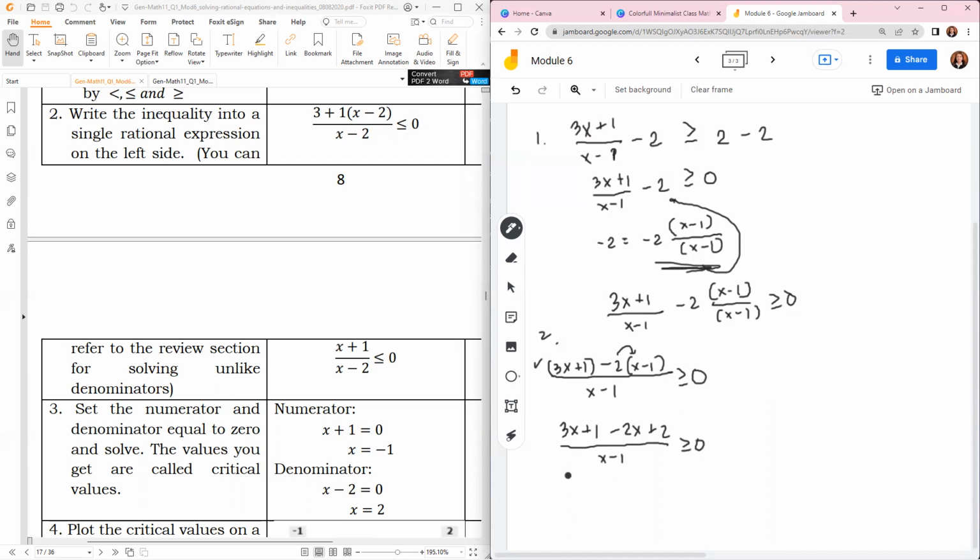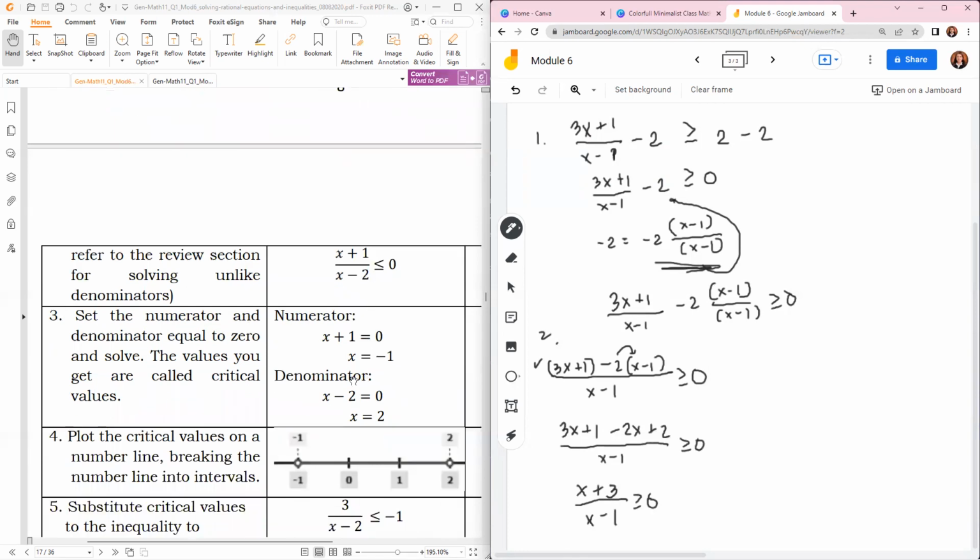And then we group like terms. So, what are our like terms? It would be 3x minus 2x. It would be x. And then, what is 1 plus positive 1 plus positive 2? That would be 3. So, we have this whole expression nga, x plus 3 over x minus 1. That would be greater than 0. So, ano siya? So, let's set both the denominator and numerator to 0. That's number 2 and this is number 3.